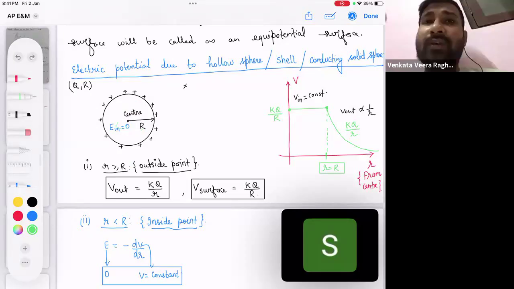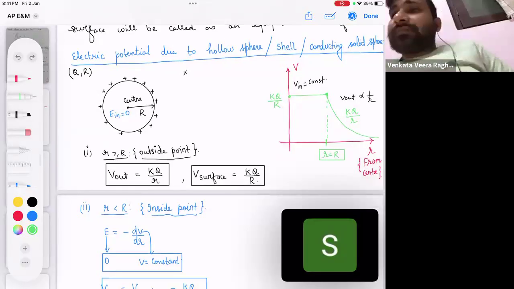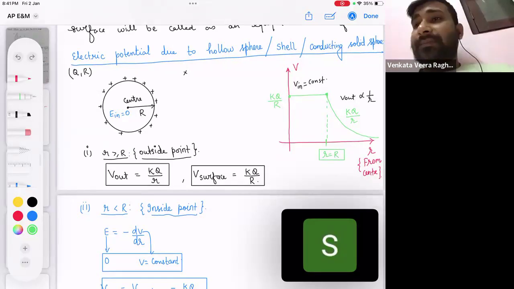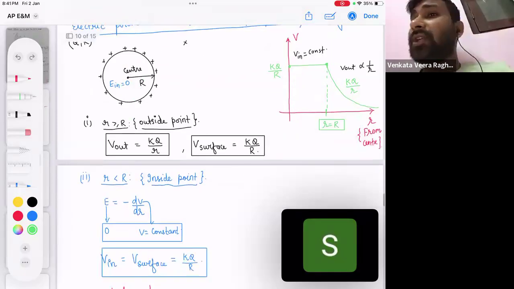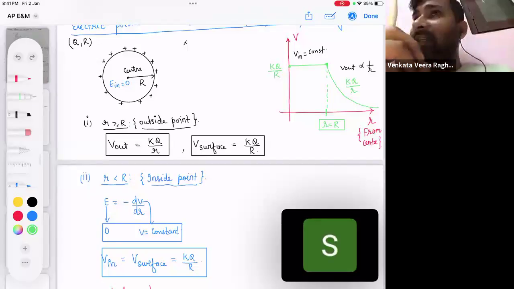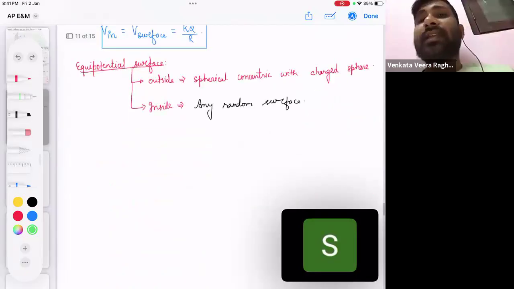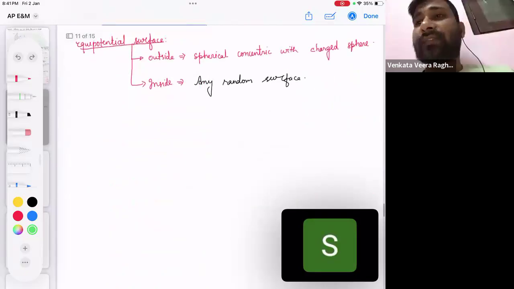So that's why for a hollow sphere or a spherical shell or a conducting sphere, if I'm asking what kind of equipotential surface will form outside, then outside it will also be spherical in nature, concentric with the original sphere. But if you are calculating for an inside point, what will happen? Any random shape you want, you can draw it, and it always acts like what? An equipotential surface. Is that clear?